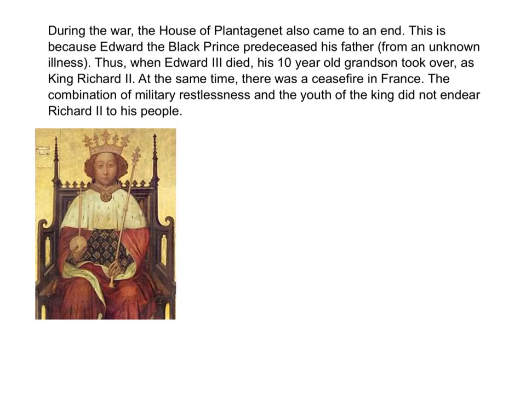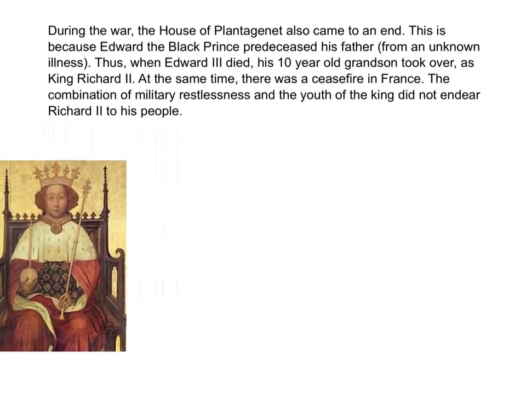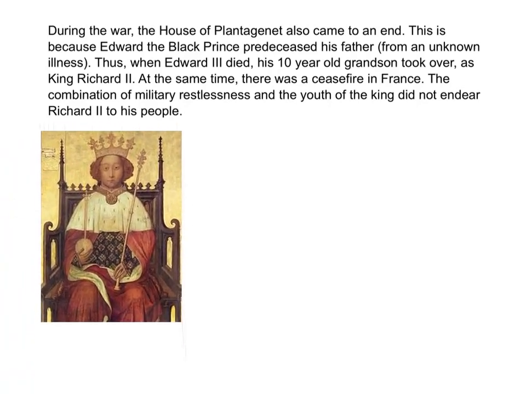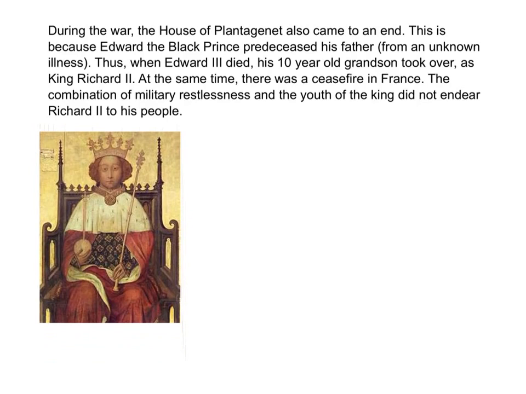They were restless. The combination of military restlessness and the youth of the king did not endear Richard II to his people. He also just had a pretty rough reign. For one thing, he had to deal with the Peasants' Revolt led by John Ball and Wat Tyler, which was among the worst peasants' revolts in the wake of the Black Death. As you can see, it's one of the most violent, as you can see in this video right here.